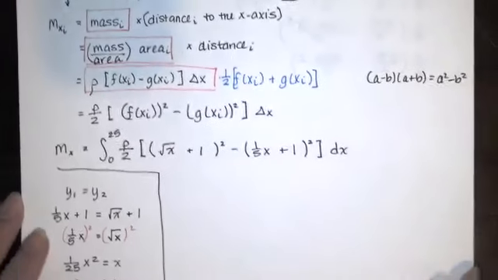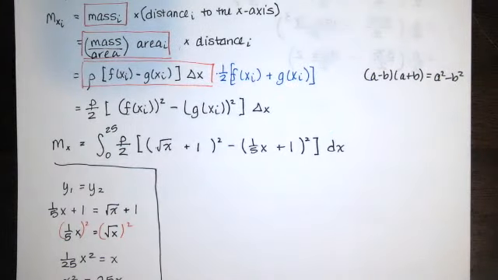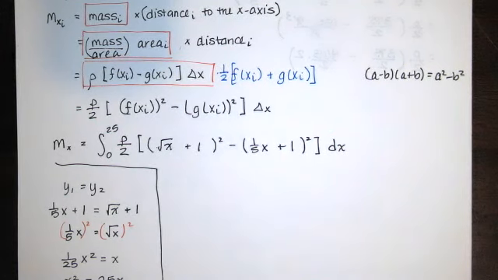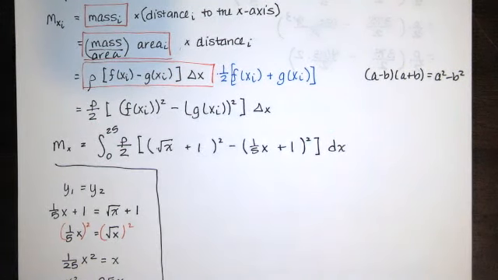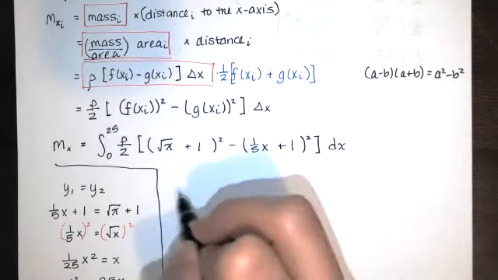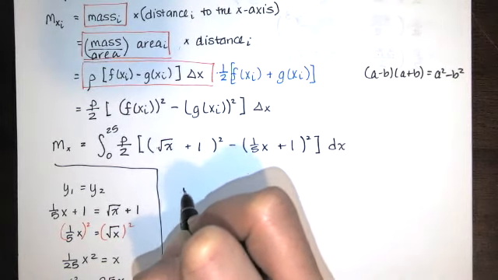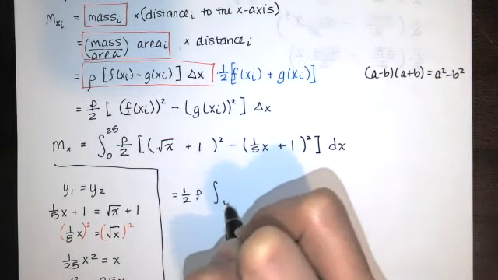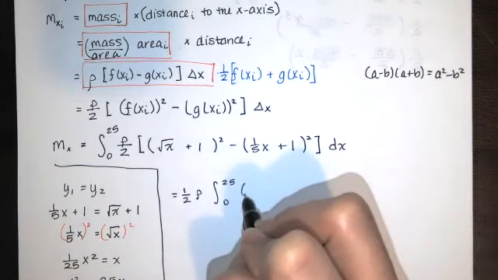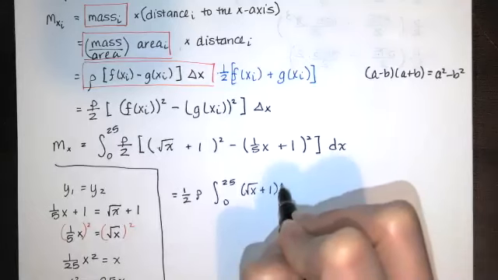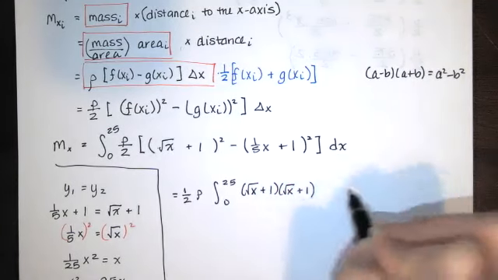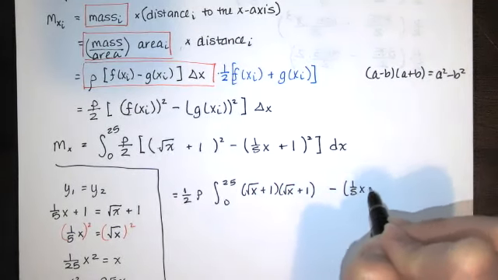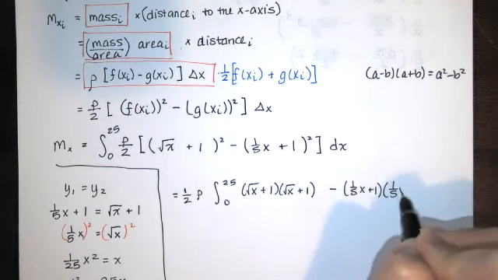Okay, great. So we've set up the equation for the moment about the x-axis, or the integral representing the moment about the x-axis. Now we just need to evaluate this. So we're going to do some algebra. And I would recommend bringing out that 1/2 in the row. So square root of x plus 1 times square root of x plus 1 minus 1/5 x plus 1 times 1/5 x plus 1.